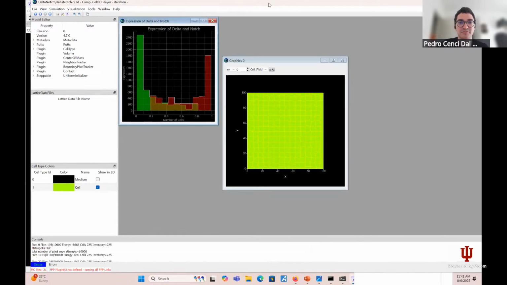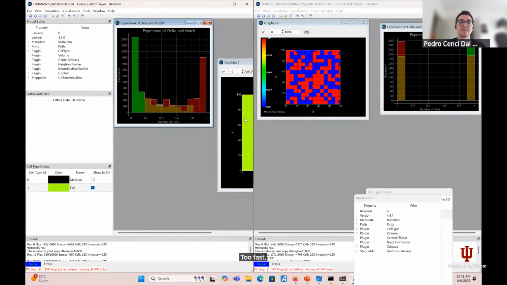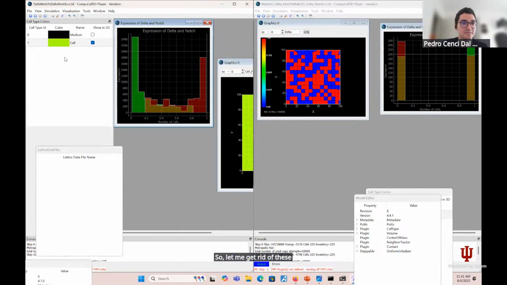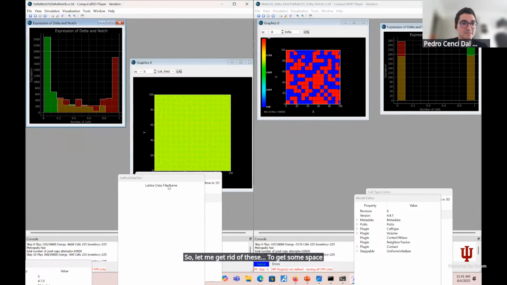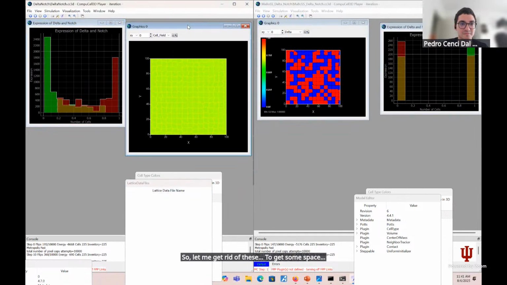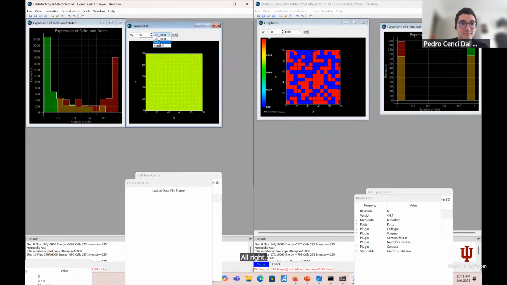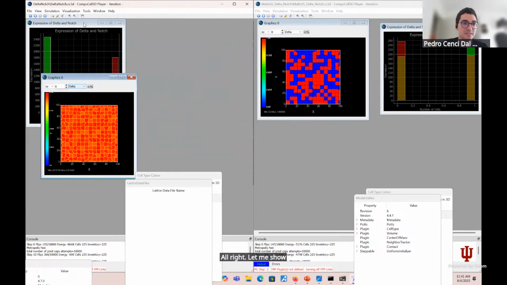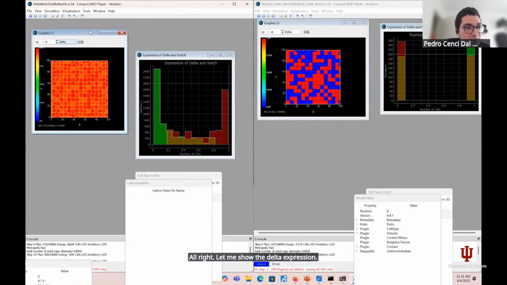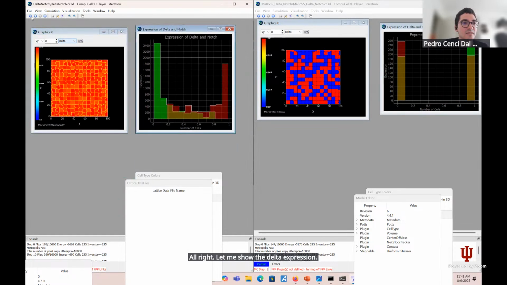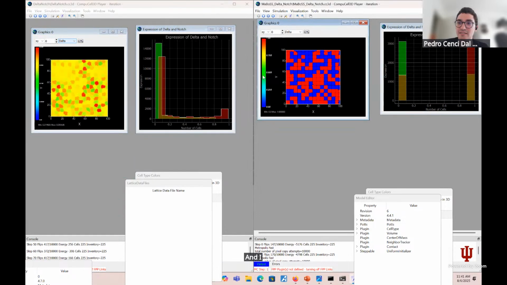Too fast. All right, finally I have them side by side. So let me get rid of these to get some space. Okay. All right. Let me show the delta expression, and I will run them side by side.